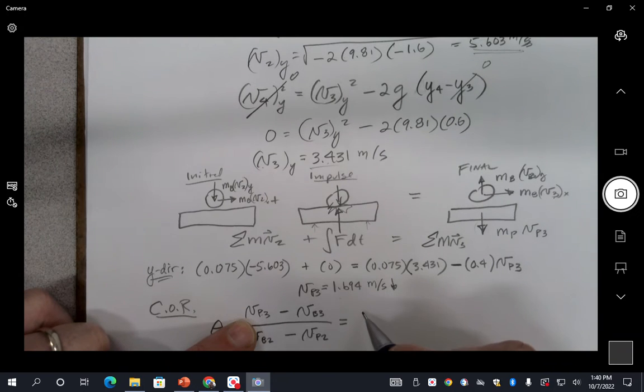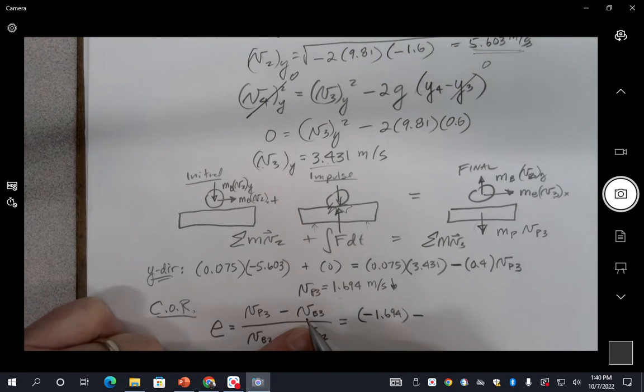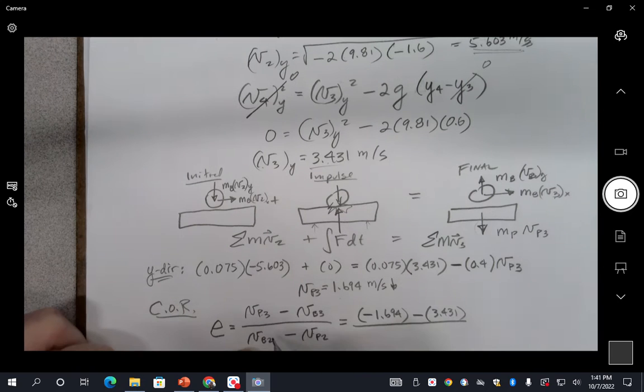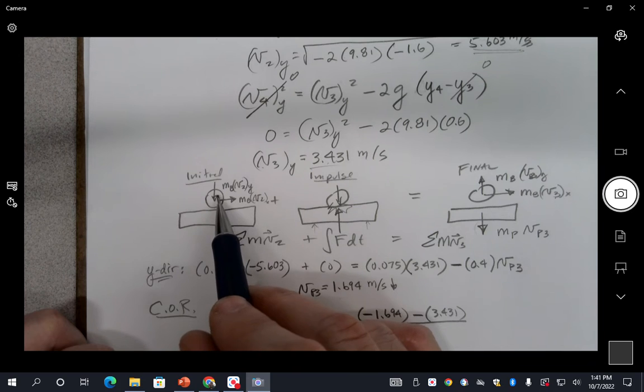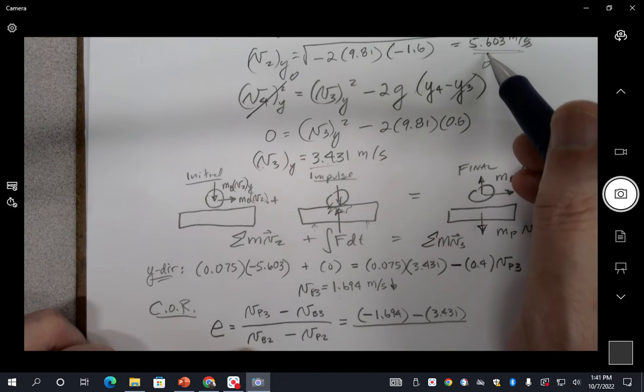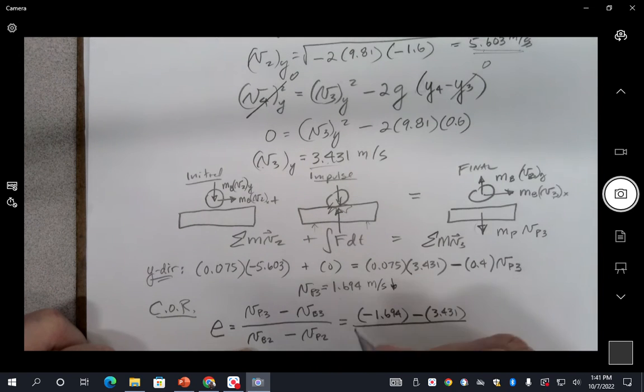So we have this guy, and he's negative, right? We just found him: negative 1.694 minus this guy VB3. We knew him. He came to 3.431, and he's positive, but of course we're subtracting because it's the relative velocity. And then we have VB2, which is going to be this guy, and he's going downwards, right? He should be a negative 5.603.